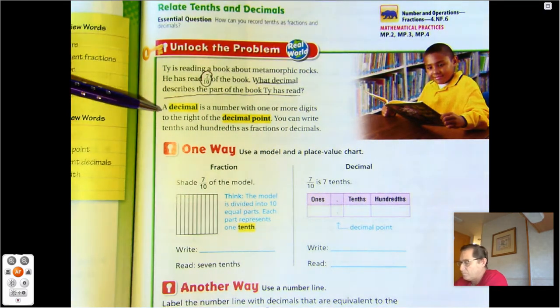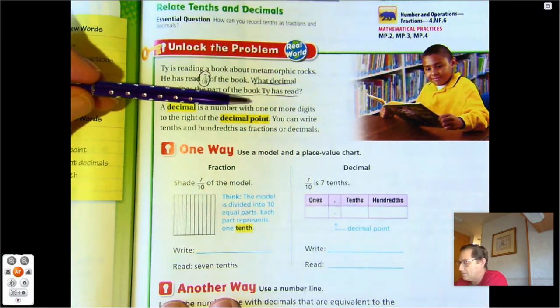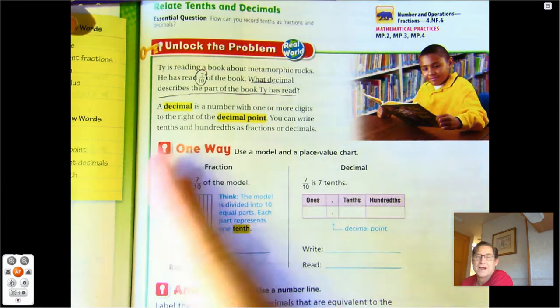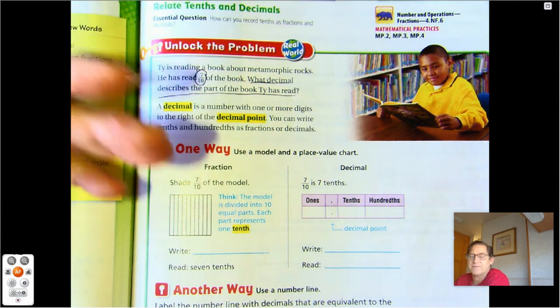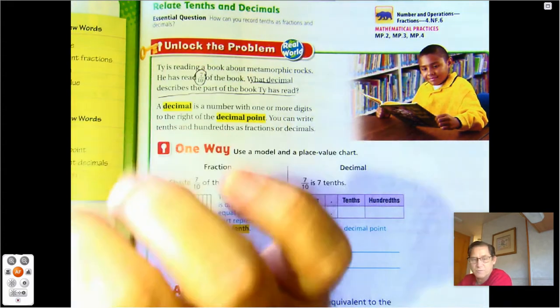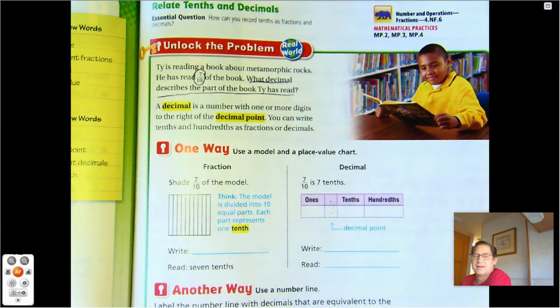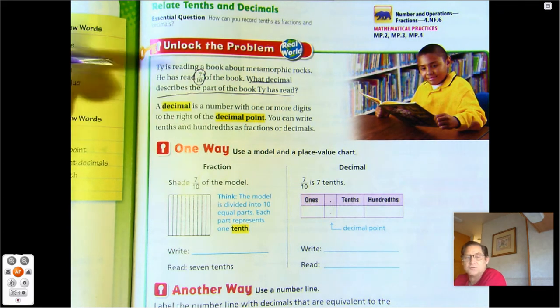So to write that as a decimal: a decimal is a number with one or more digits to the right of the decimal point. Think of it as money values, $5.25. The decimal point is the symbol we put in between the 5 and the 2 in 525. The 0.25 would be the decimal portion of the number. So we can write tenths and hundredths as fractions or as decimals.